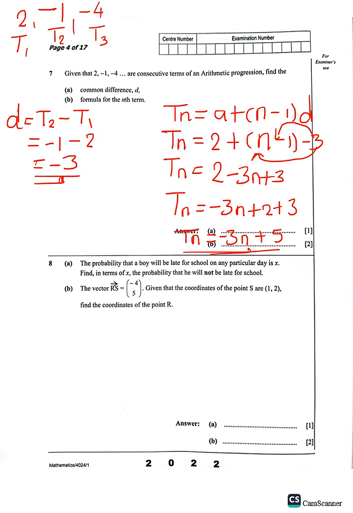Now let's move on to question 8a. The probability that a boy will be late for school on a particular day is x. So x represents the probability that this boy will be late for school. Then find in terms of x the probability that he will not be late for school. So how do you deal with probability?